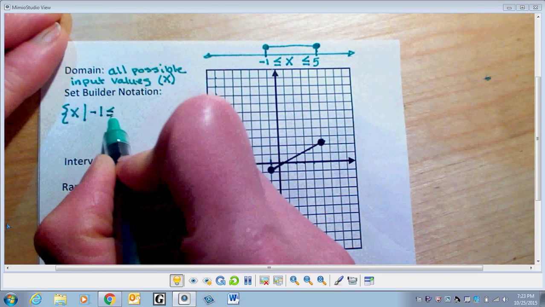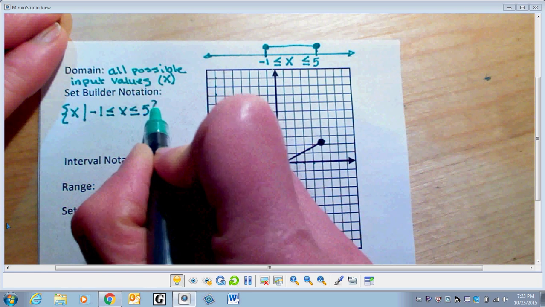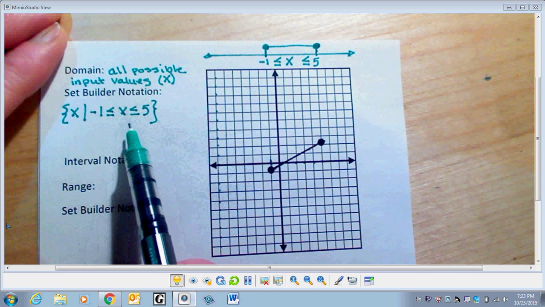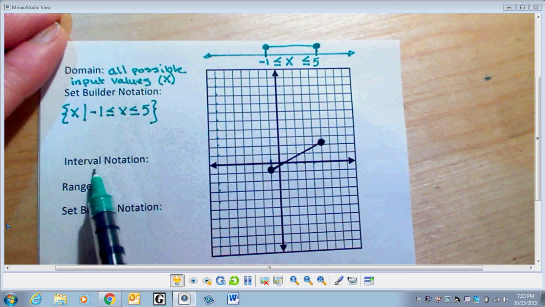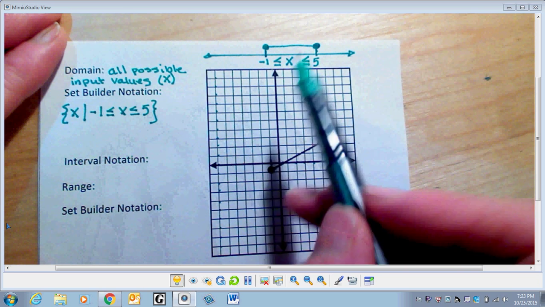-1 less than or equal to x less than or equal to 5. So that's my set builder notation for my domain. Well, what would my interval notation for my domain look like? Well, let's go back up here.